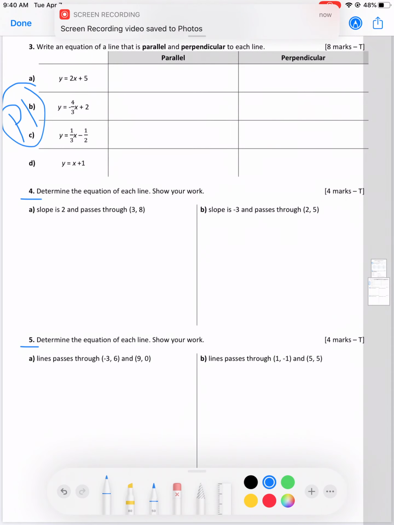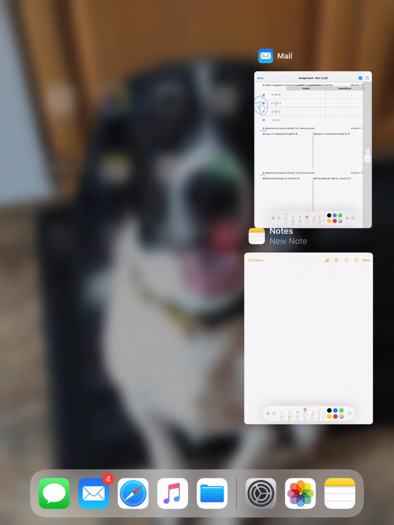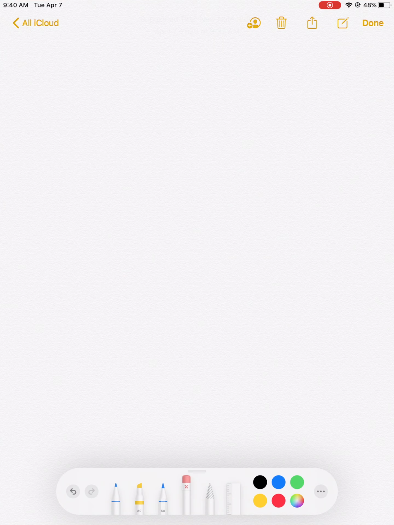Alrighty guys, so what I'm going to do is go through parallel and perpendicular to each line, okay? So the first thing that we're going to do is go through parallel. Now, don't mind me and my messy writing, but we'll see how this works.